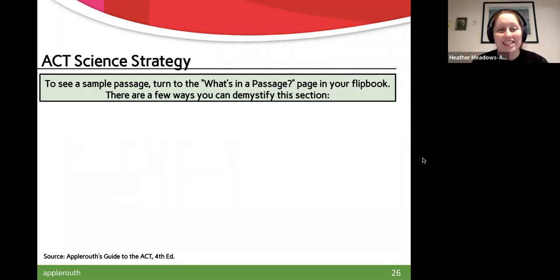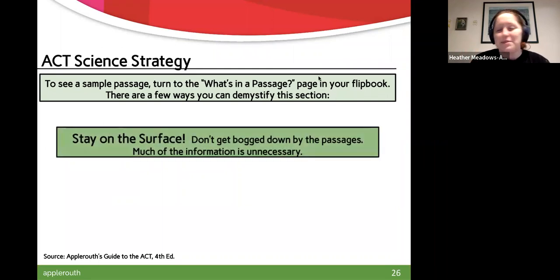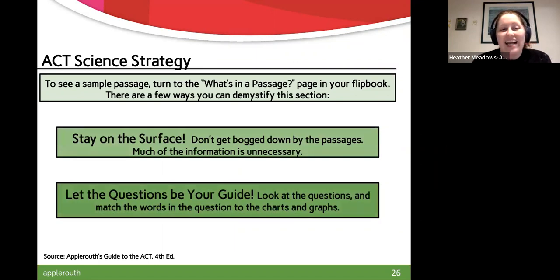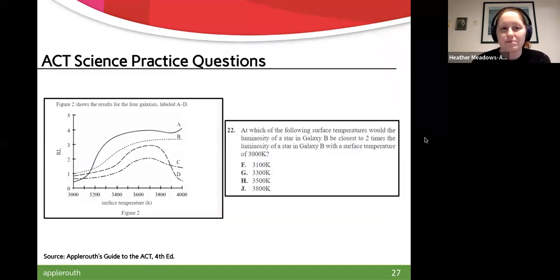So what is that strategy? Sorry, you can ignore this flipbook section. The first thing is to stay on the surface. Don't get bogged down by the passages. Let the questions be your guide. Our biggest strategy for the science section is to pretty much skim the passage and go straight to the questions. Again, you aren't expected to know everything in the passage, so we use the questions to guide us. We match the words in the questions to the charts and graphs we're given.